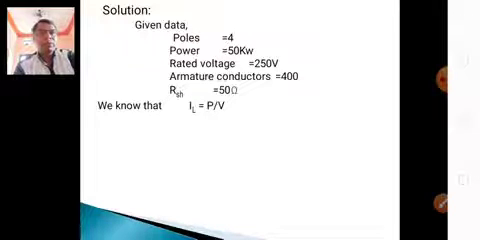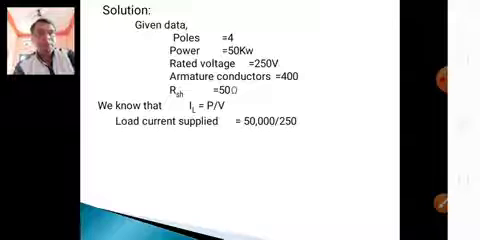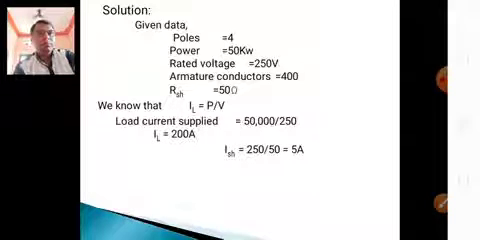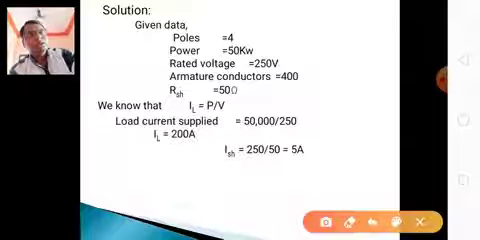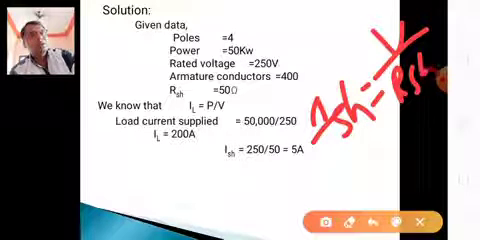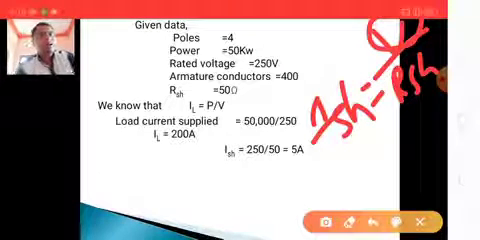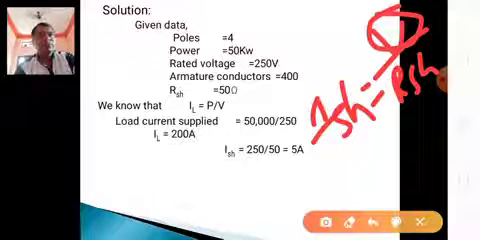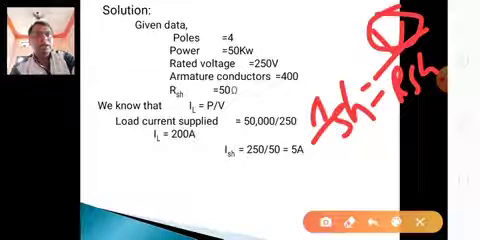IL equal to 50 into 1000 by 250. So we get the value of 200 amps. Now ISH is equal to V by RSH. So already we know the formula, ISH equal to V by RSH. V is given, 250 volts, and RSH is 50 ohms. So ISH equal to 250 by 50, and we get the value of ISH.